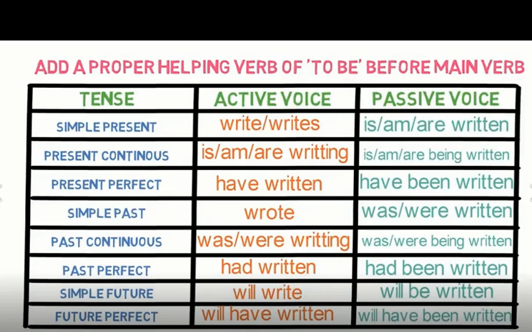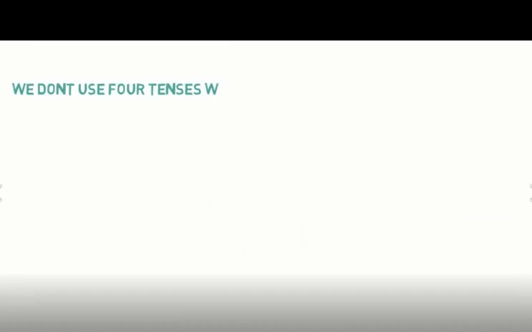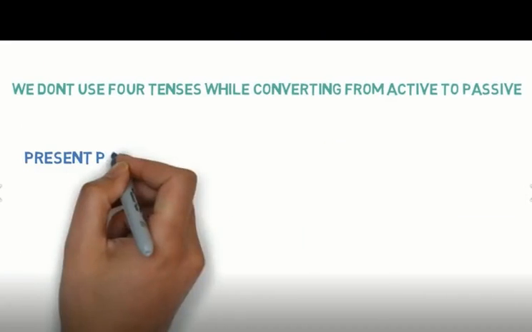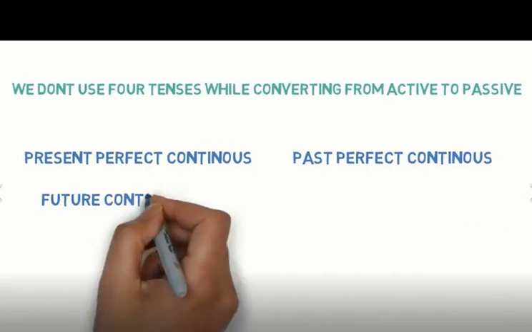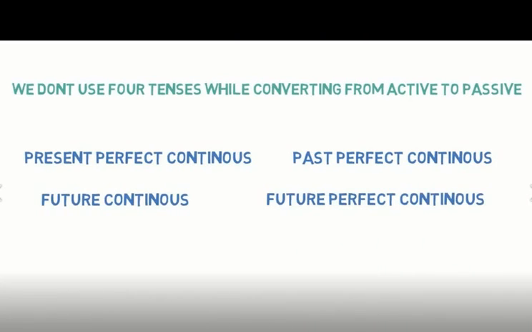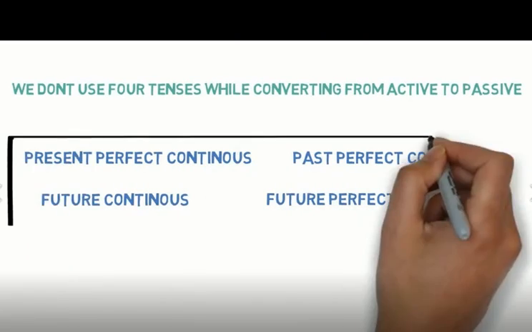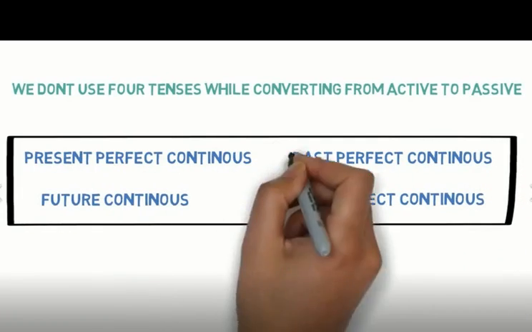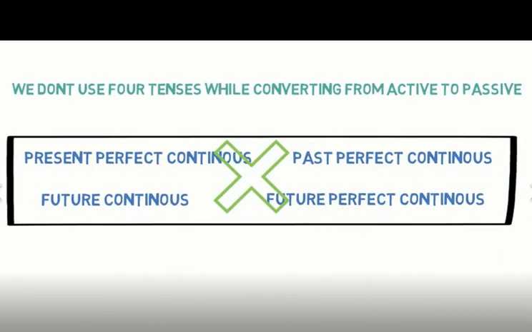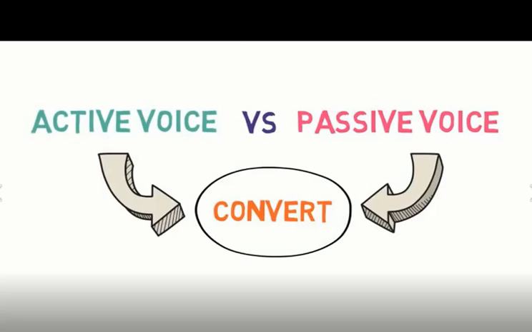Now you must have noticed that we haven't used 4 tenses. What are they? Present perfect continuous, past perfect continuous, future continuous and future perfect continuous. So in English grammar, while converting from active to passive, we don't convert sentences of these tenses to passive as it is not correct grammatically. Okay.